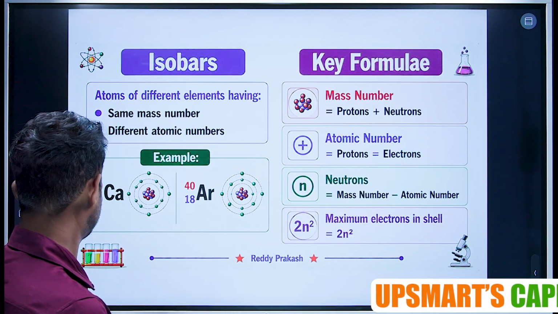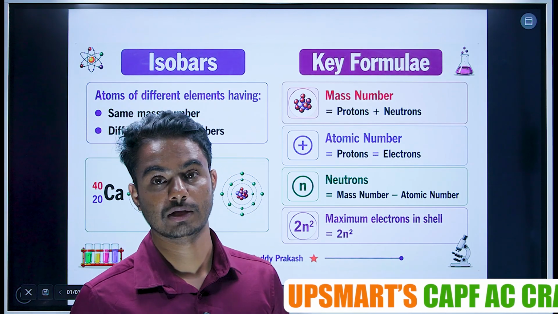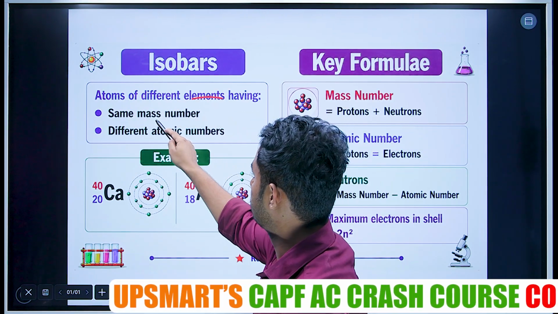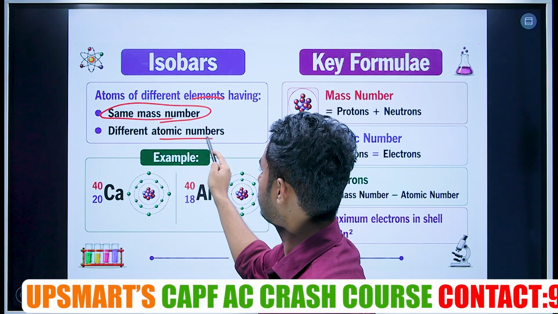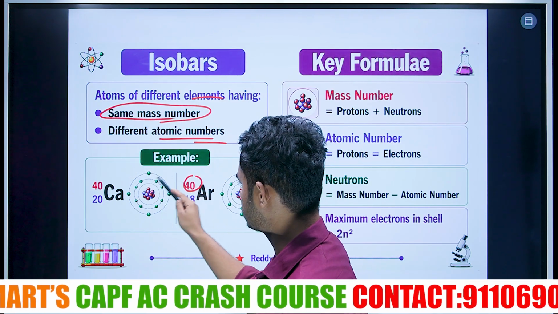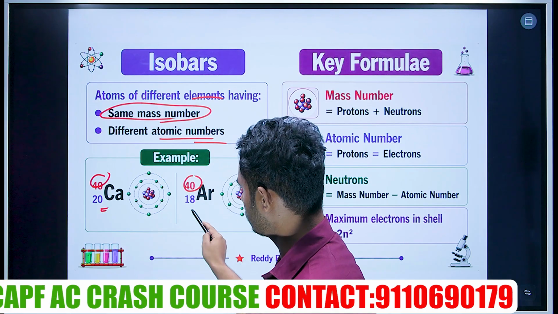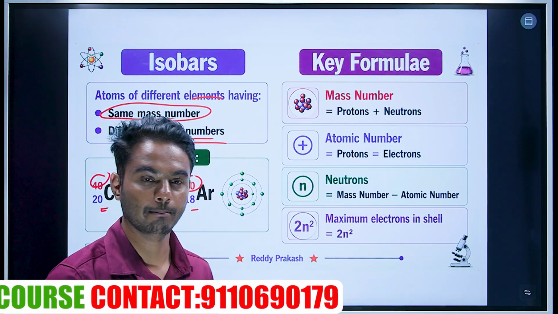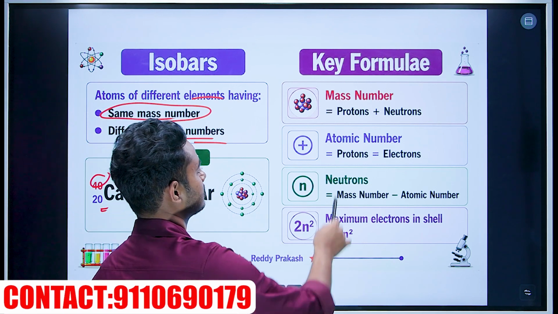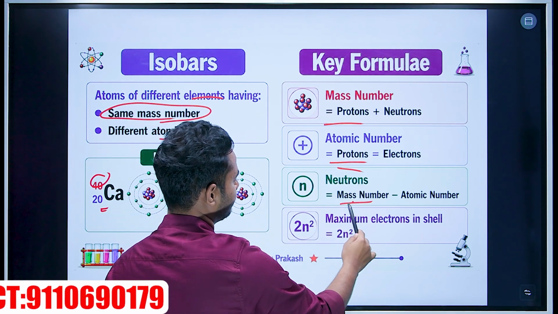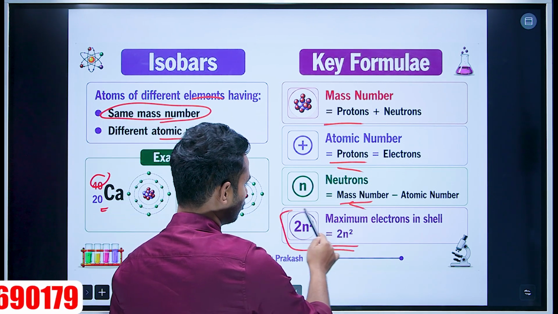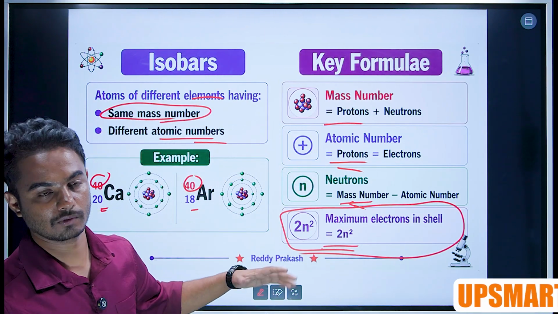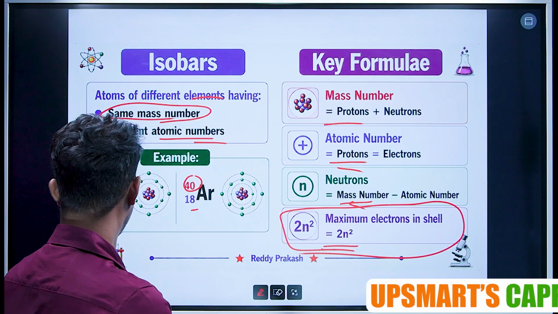Next are isobars. Don't get confused with isotopes. Isobars means the opposite of isotopes. Same mass number, different atomic numbers. See, mass numbers are the same, 40-40. Atomic numbers are different. Those are called isobars. Easy with that, isobars. Next, these formulas you already know. The only thing you have to know is the maximum electrons in a shell is 2n square. N is the shell number. Rest all you already know.